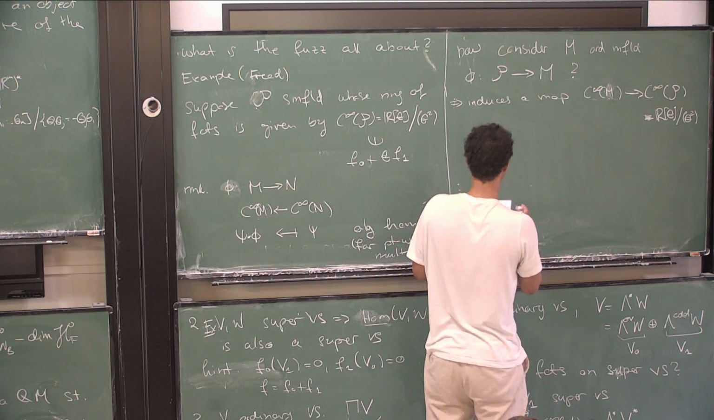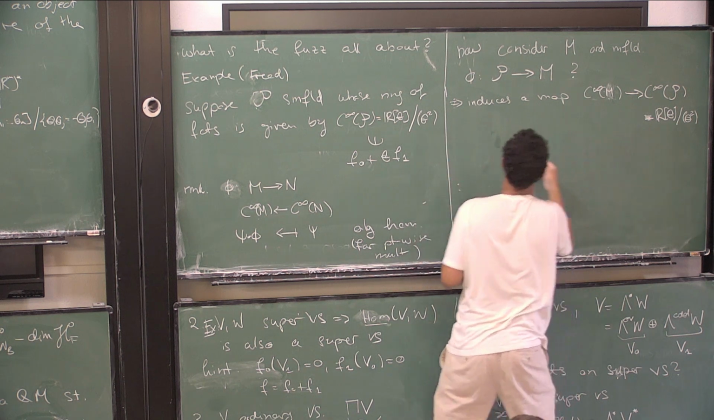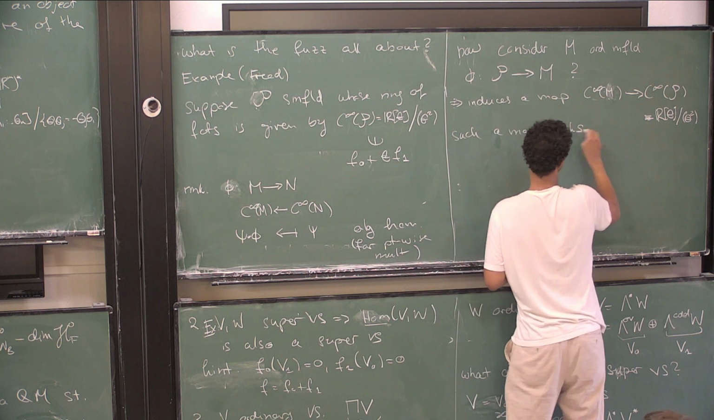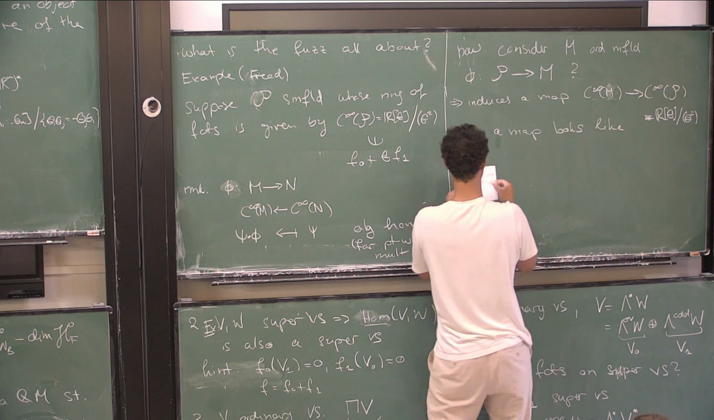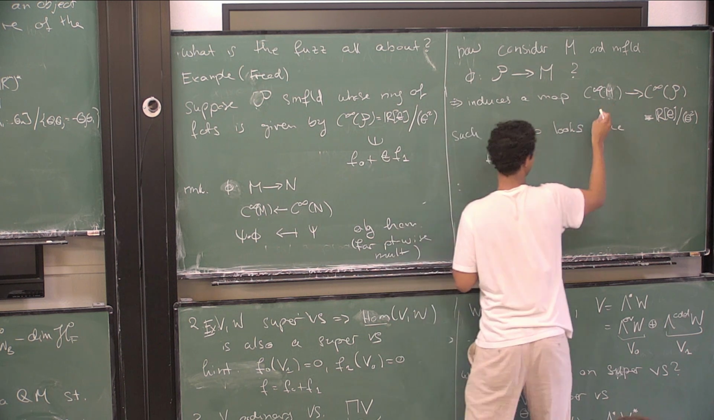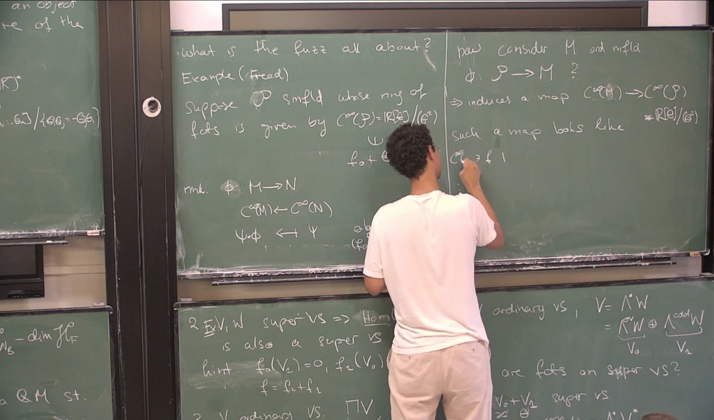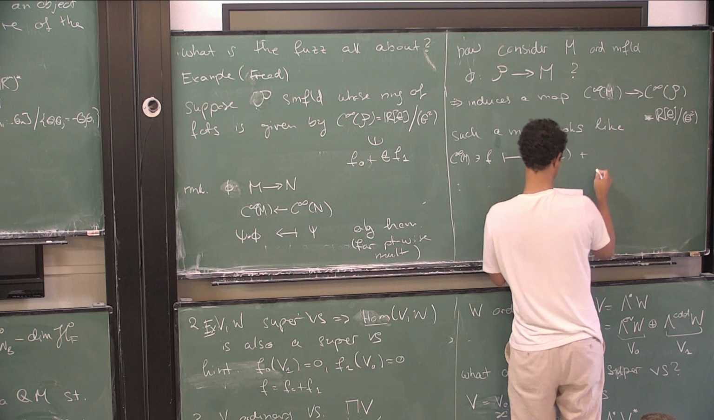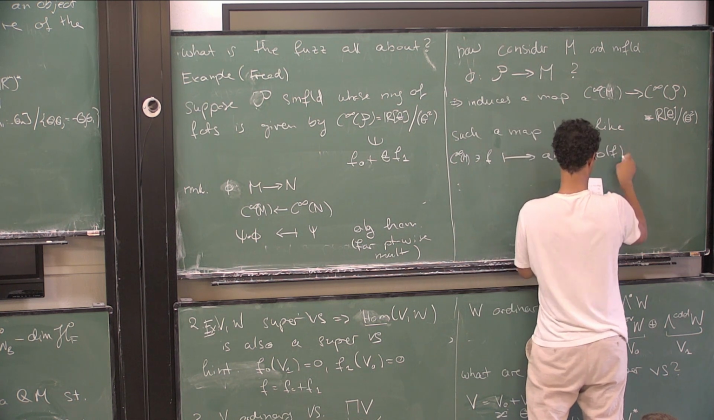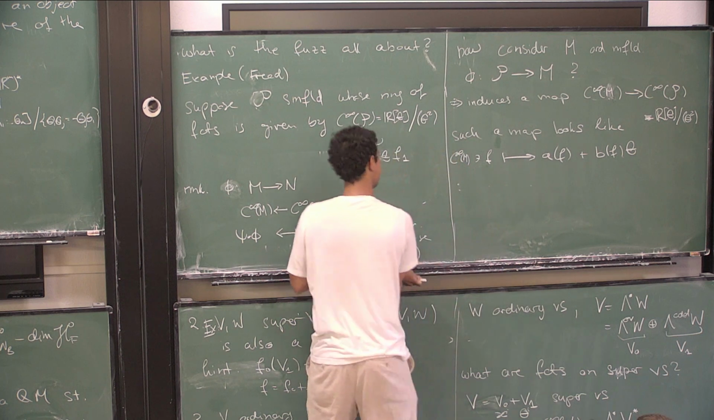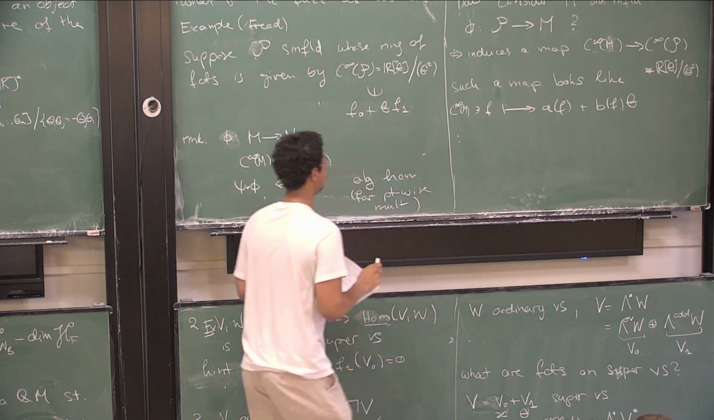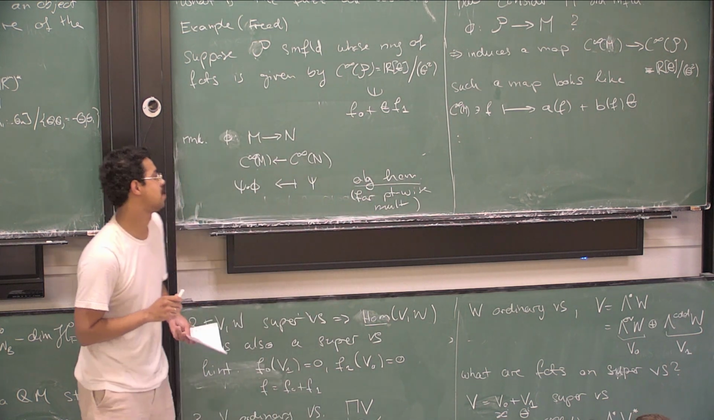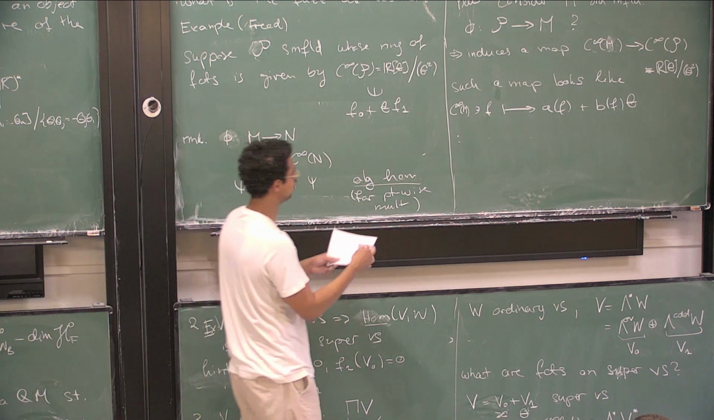Okay. And so, how does such a map look like? Such a map sends f in here, and then we just give it some coefficients: A of f plus B of f theta. Now this remark becomes important, namely that it's an algebra homomorphism for pointwise multiplication.